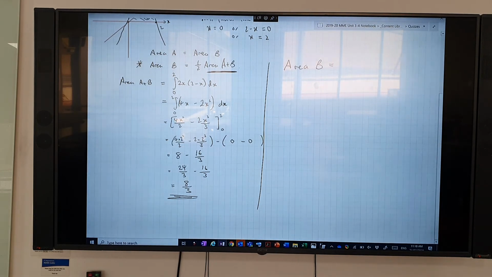So area B equals half of 8/3. Please be so careful with this. The amount of people who say half of 8/3 is 4/3. Are they correct? No. How would you do it? Times it. It's okay. You do that, yeah?